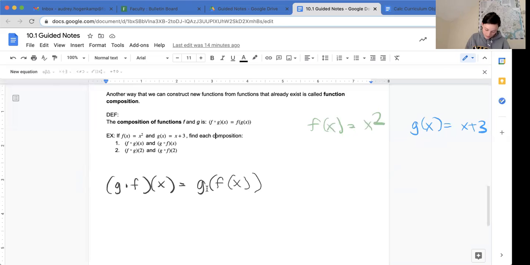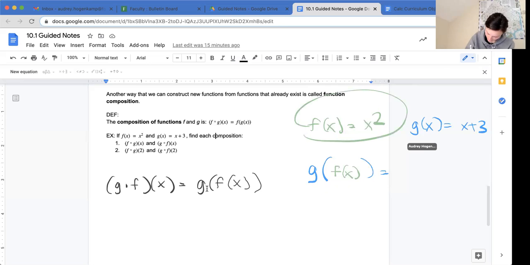So now our outside function is g of x, and we're plugging f of x into g. If I look at my g of x, I know that g of x is equal to x plus 3. But now I want to find g of f of x. So inside there, I'm going to put f of x. This means that whenever I see an x in my g function, I'm going to plug in f of x. So g of f of x is going to equal, instead of writing x, now I'm going to write my function f of x, which is x squared plus 3.